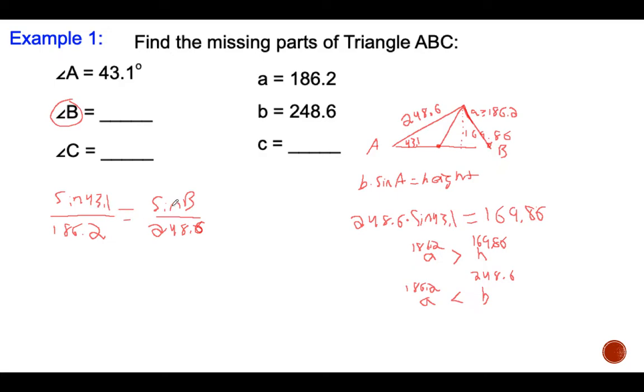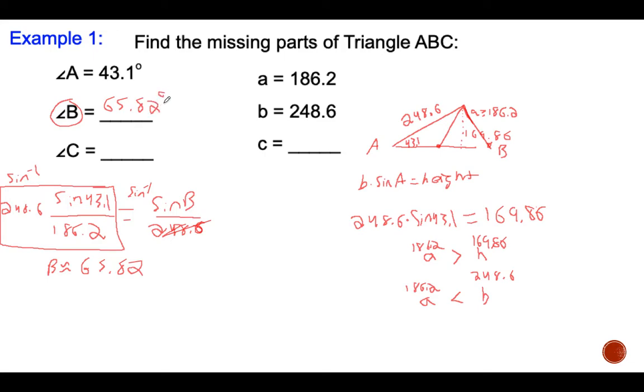Now, got to solve for B. So let's multiply 248.6 over here. And this right here is just a number, so you can have that in your calculator. And then to get B by itself, you'll do the inverse of sine. So sine inverse both sides. So I'll do the sine inverse of 248.6 times sine of 43.1 divided by 186.2, and you get B is about 65.82. Awesome. 65.82, and this is degrees. Sorry, I just have to write it down.